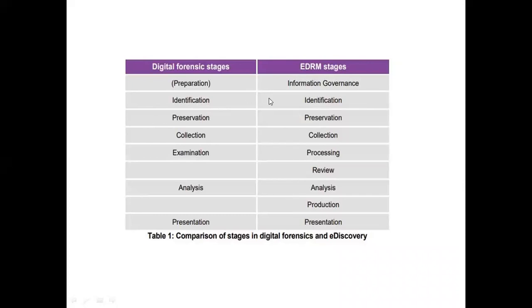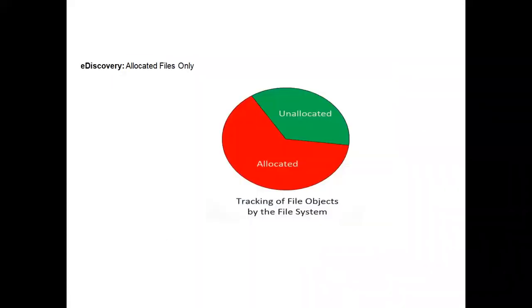Next, here also identification will be done. Here also identification. Here preservation. Collection will be done. Collection. Here processing will be done for the review. Here examination will be done. We will examine the exact content that is sent. Then after examination, it will directly give the analysis. Here after processing, the review team will review again and again. After that, the analysis will happen. Then it will produce and the presentation will be here. This is the difference between digital forensic and EDRM stages.